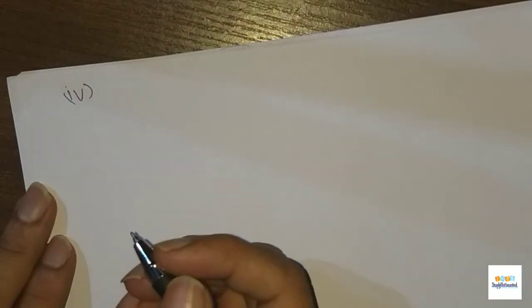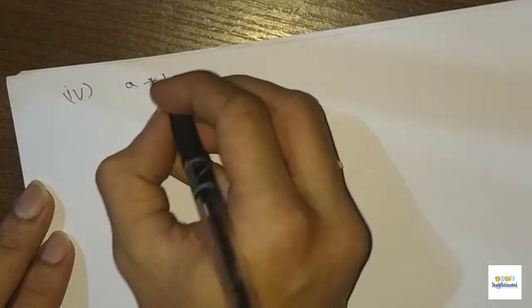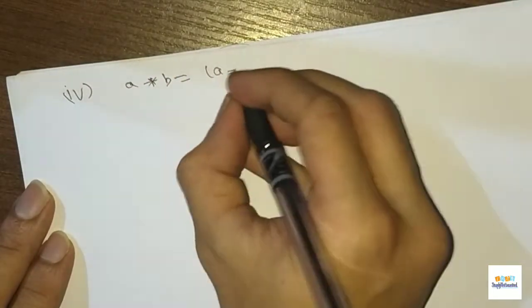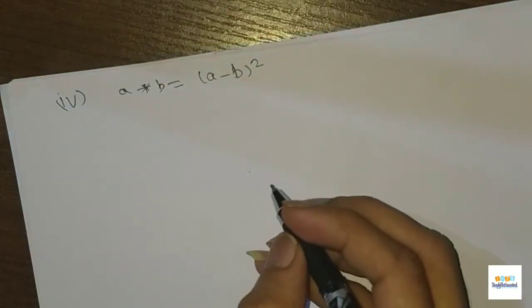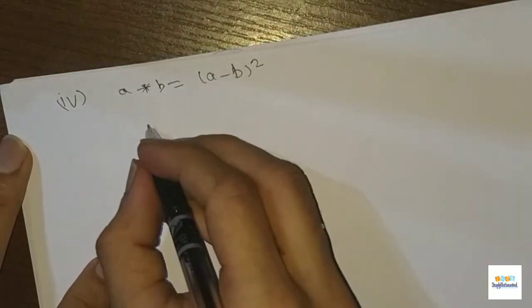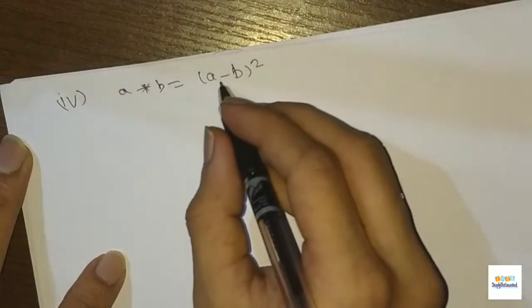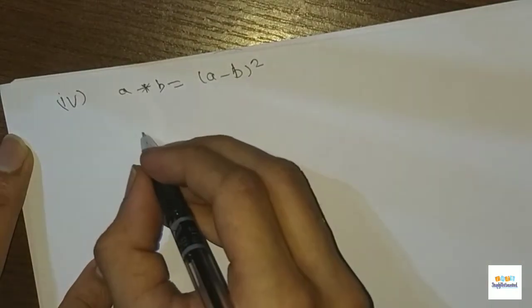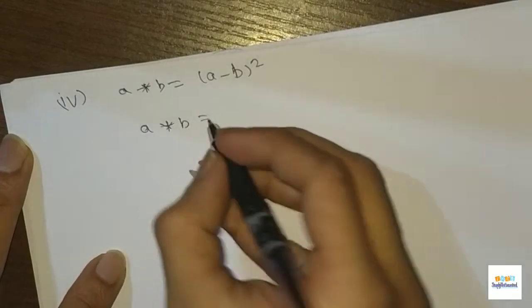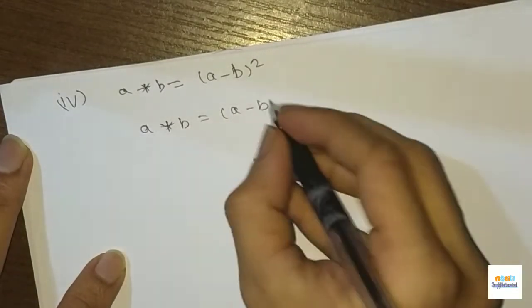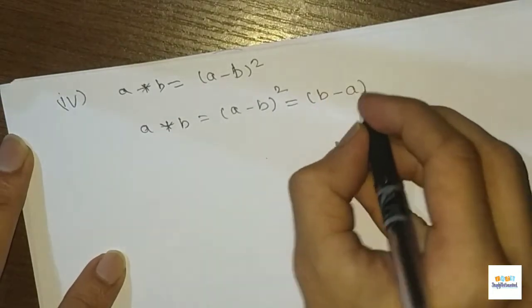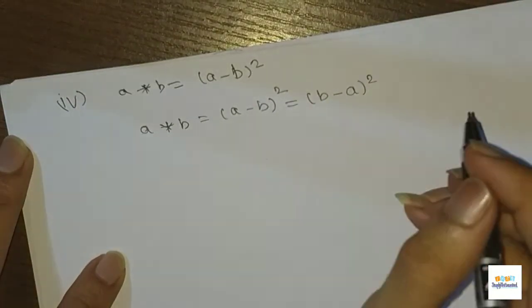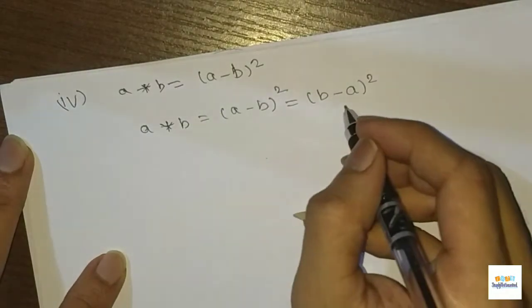So the fourth problem is what? The fourth problem is a star b equal to (a minus b) the whole square. This operation is defined as (a minus b) the whole square. Now a star b is nothing but (a minus b) the whole square, which is equal to (b minus a) the whole square. So (a minus b) squared is equal to (b minus a) squared.